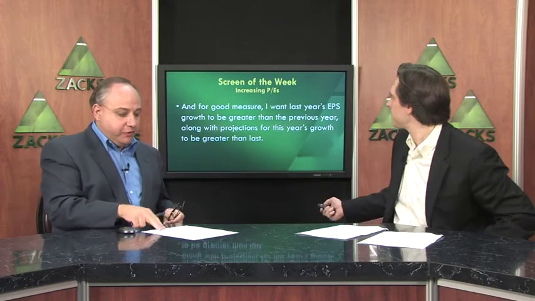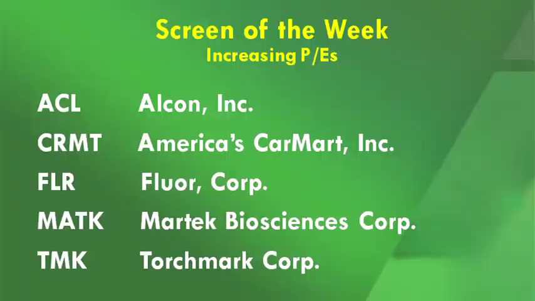All right, give us some examples of stocks that came through the screen. Yeah, sure. There was a bunch of stocks. Here's some of them. You have Alcon Incorporated, America's Car-Mart, Fluor Corp, Martech Biosciences, and Torchmark. What's interesting is that all of these stocks are seeing their PE ratios increase. Of course, they are responsive because the price is going up, but their earnings are going up in tandem, and that makes these companies very interesting picks. How many more were there? I believe this screen produced maybe about 30 or 35 companies this week. Okay. Do you own any of these? I do not have any of those.